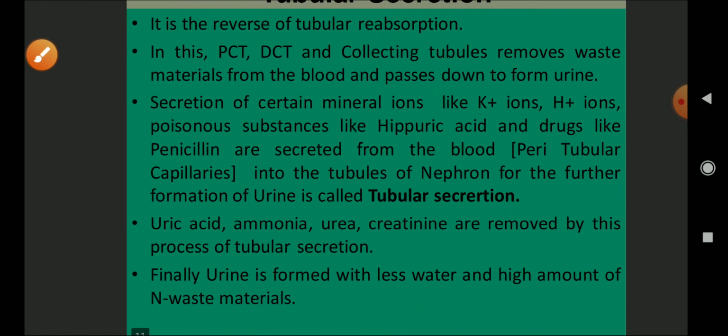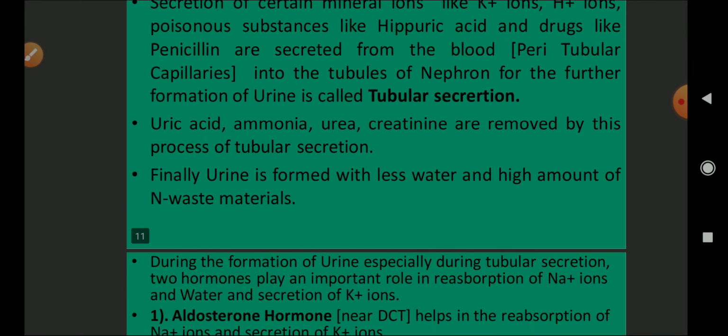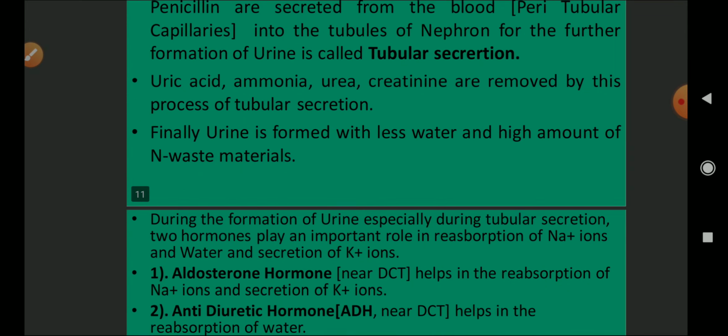So that is the tubular secretion. What is the definition of tubular secretion? Secretion of certain minerals like potassium ions, H+ ions, poisonous substances like hippuric acid, drugs like penicillin secreted from the peritubular capillaries into the tubules of nephron for the further formation of urine is called tubular secretion. And this is how the formation of urine takes place.